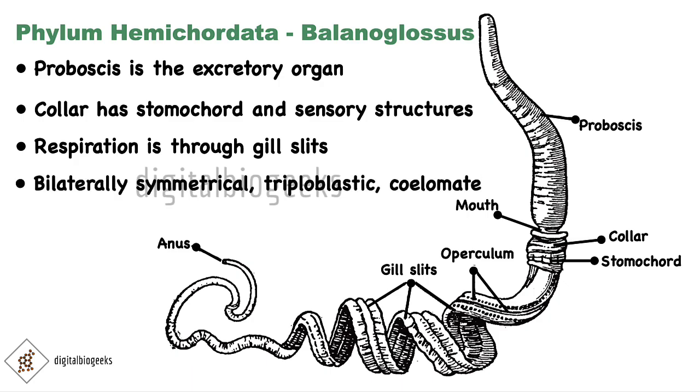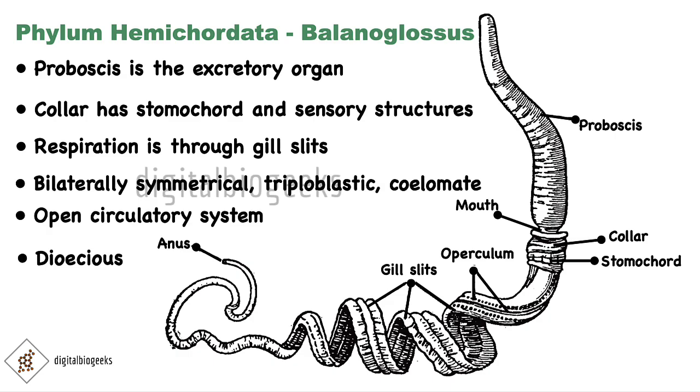The members are worm-like animals and they have organ system level of organization. They are bilaterally symmetrical, triploblastic and coelomate animals. Circulatory system is open, the sexes are separate, fertilization is external and development is indirect with the larval form.